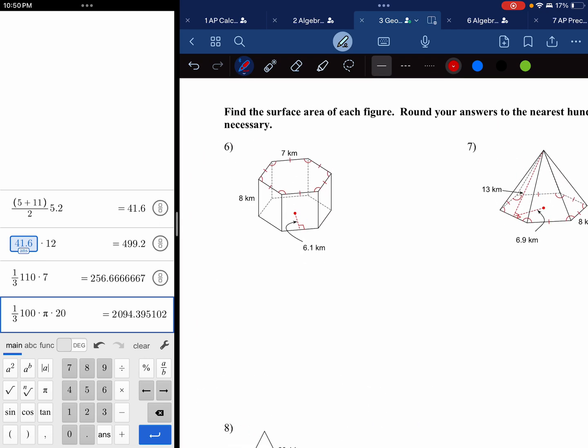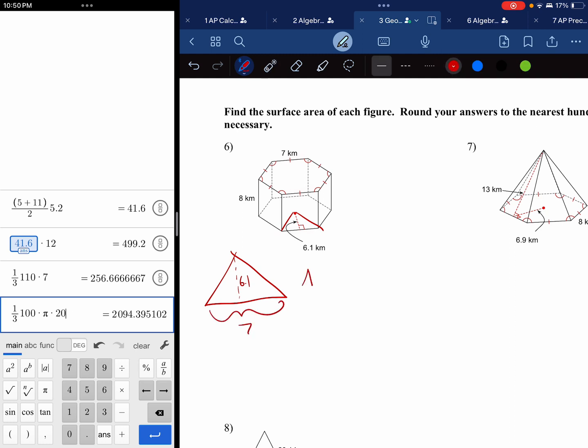We've got this hexagonal prism, and we're doing surface area. So the very first thing is I'm seeing this triangle here. I'm going to reroute the triangle. It has a dashed line. That's a 6.1 here. I know that this length 7 is the same length as this length and this length, so this is also 7.